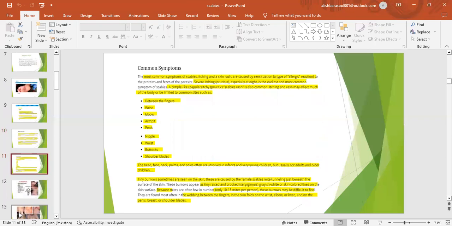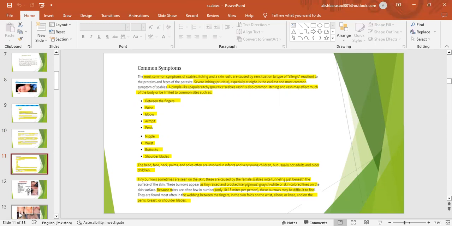Common symptoms. The most common symptoms of scabies are itching and a skin rash, and are caused by sensitization, a type of allergic reaction to the proteins and feces of the parasite. Severe itching, pruritus, especially at night, is the earliest and most common symptom. A pimple-like, papular, itchy, pruritic scabies rash is also common.